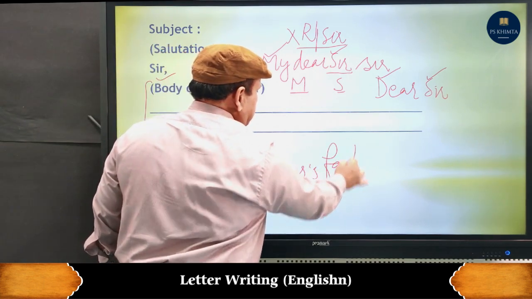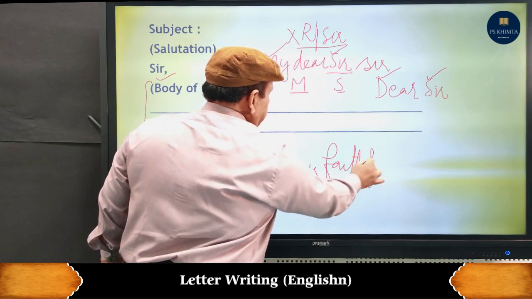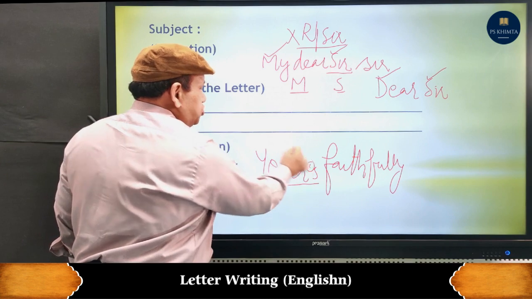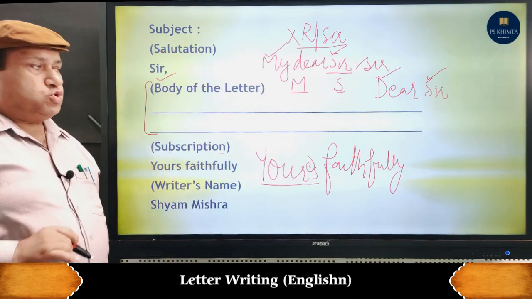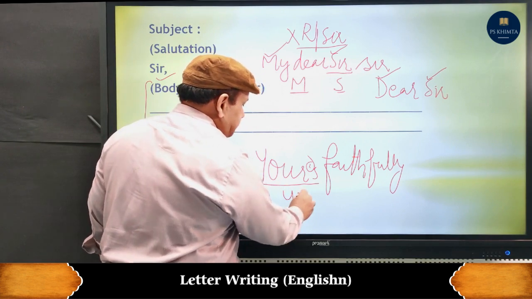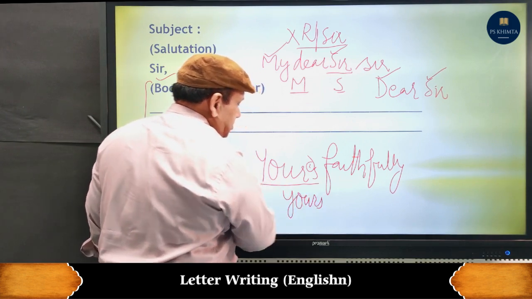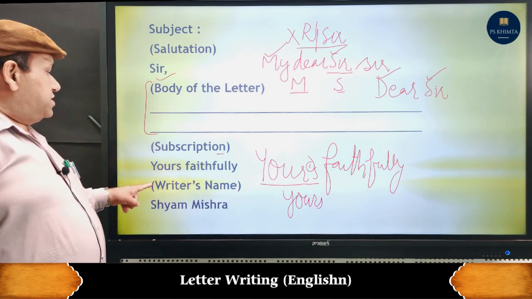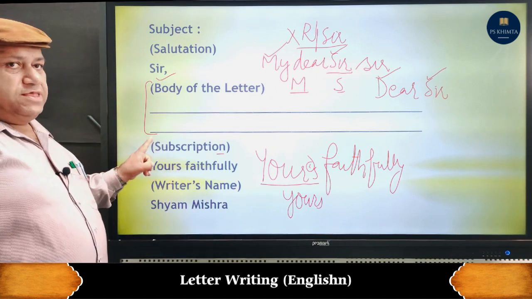Suppose you wrote like this. This is wrong. Why is it wrong? Because you have put an apostrophe here. So do not put an apostrophe. The second mistake we always make here is that we write like this: "yours" with a small letter in the beginning. So this is also wrong. Always write "Yours faithfully" like this.